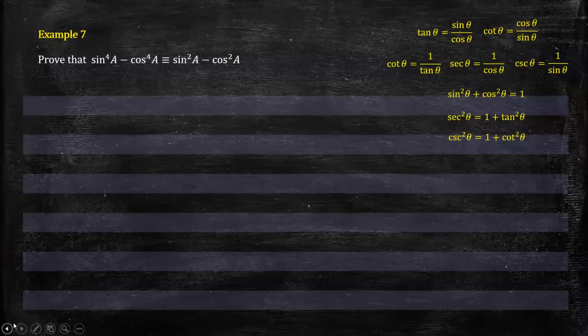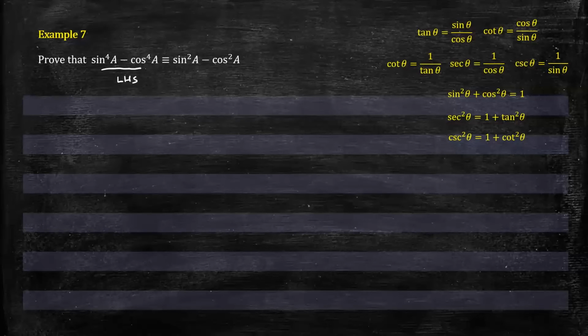In example 7, we want to prove that sine A to power 4 minus cos A to power 4 is equivalent to sine squared A minus cos squared A. So in this case, we have a power 4 on the left side. So I'm thinking we'll work from the left side. So let's go from the left-hand side.